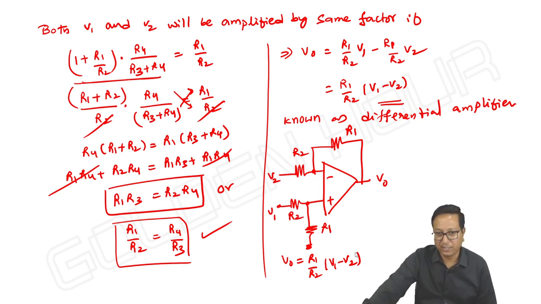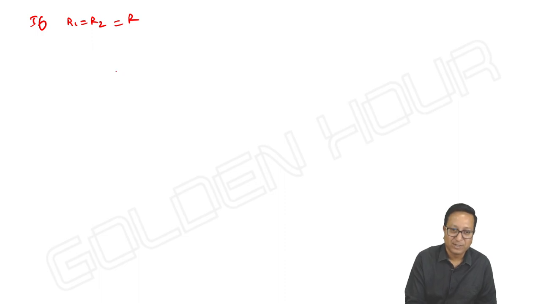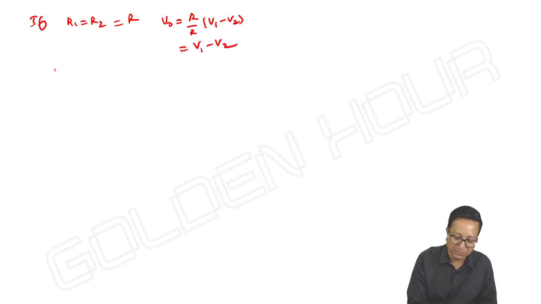Further, suppose R1 is equal to R2, then what is V output? V1 minus V2 means it is the difference of the two inputs, known as a subtractor. Further, suppose R1 is equal to R2, R is equal to R. Then what about V output? R by R into V1 minus V2, which is V1 minus V2, known as a subtractor.